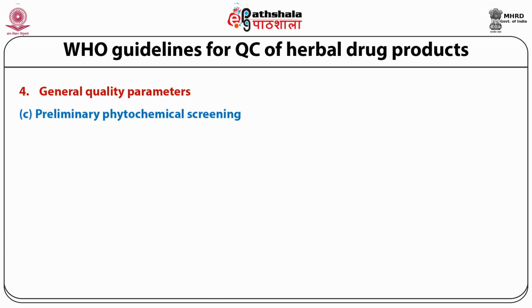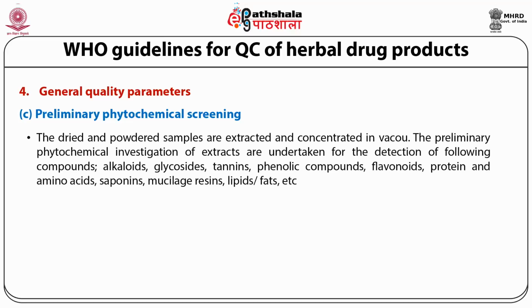The preliminary phytochemical screening is also carried out as part of the quality control parameters. So the samples are extracted with solvents, concentrated in vacuum, and preliminary phytochemical investigation is carried out for the detection of alkaloids, glycosides, tannins, phenolics, flavonoids, etc.